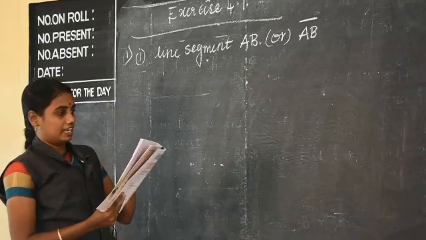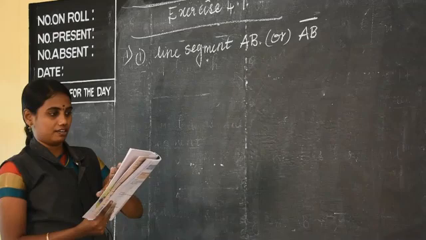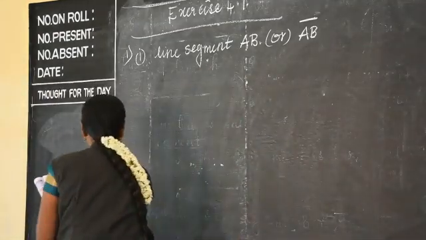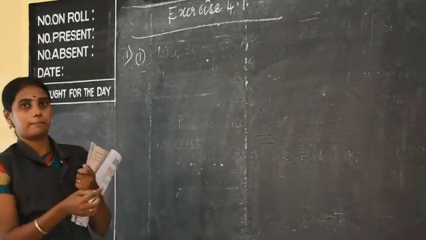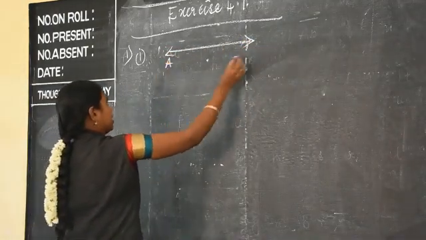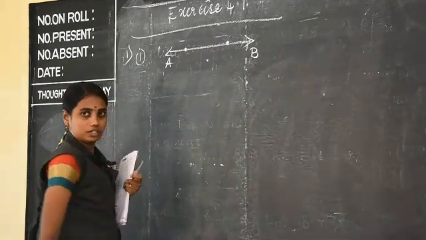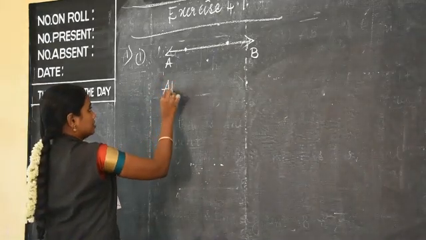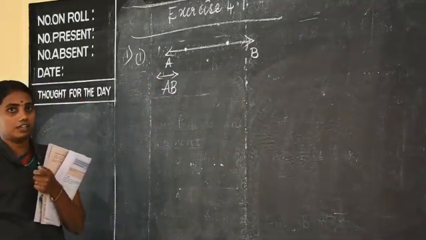They are asking a line through 2 endpoints AB is denoted by. A line through 2 endpoints is given. Since line is the main thing, not a line segment, through 2 endpoints A, B we have drawn the line AB. How will you represent this line AB? Clear everyone?